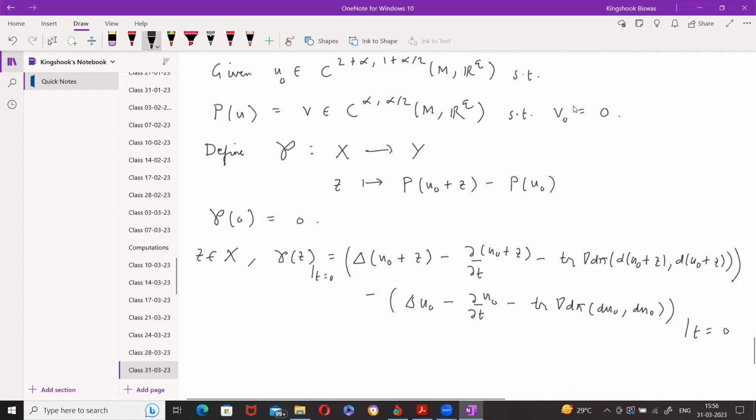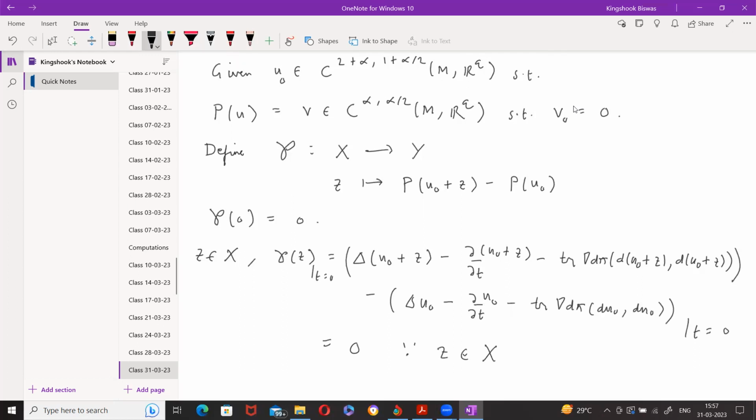And here, this thing you can expand by bilinearity. The du naught will cancel. You'll get a dz du naught, twice a dz du naught. That will vanish because at time 0, z is 0. So the space derivative dz is also 0. So that will vanish. And similarly, the dz term will also vanish, right? At time 0, the space derivative dz is 0. Is this clear? So this whole thing will be 0, because Z belongs to X.